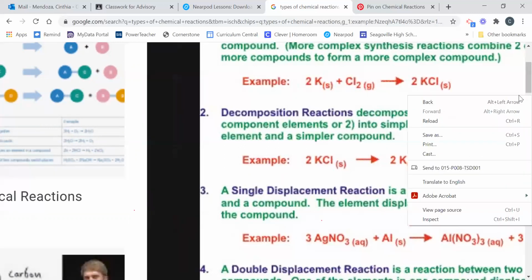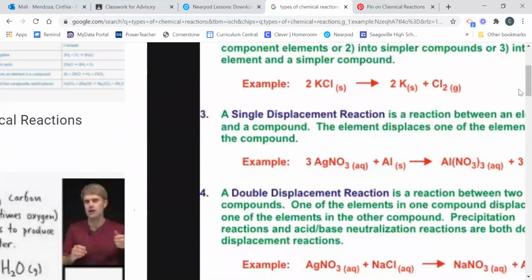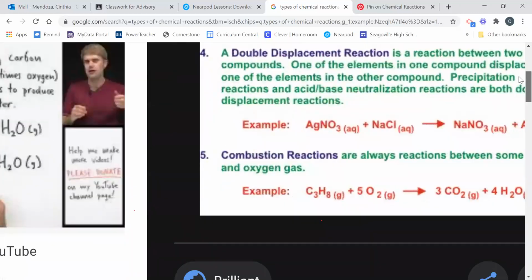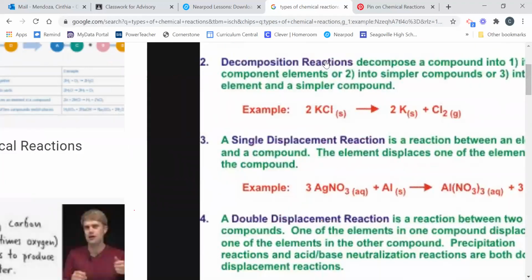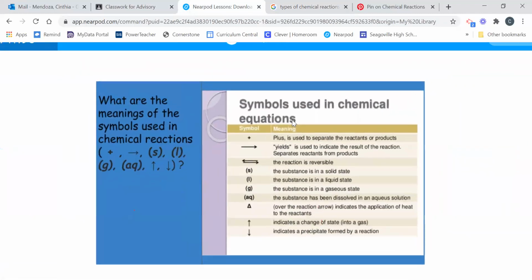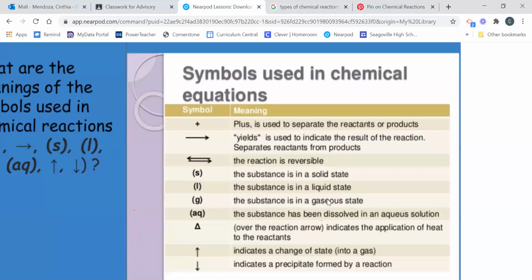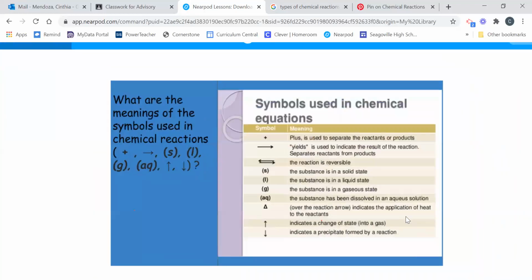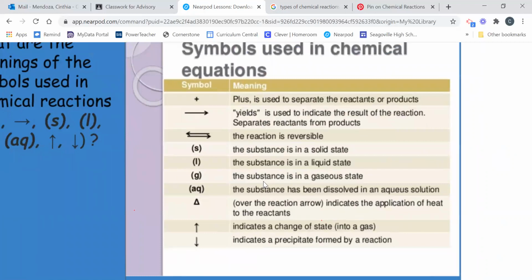We have this thing that says AQ, and I want you guys to notice the different symbols that each chemical equation has. Most of you guys do not know what the symbols are, and this is just a little chart that tells you the different symbols. S is going to equal solid, the state of it. L equals liquid. G is going to be the gas state, and then AQ, which means aqueous, and it's misspelled here, but it means that it was dissolved in water.